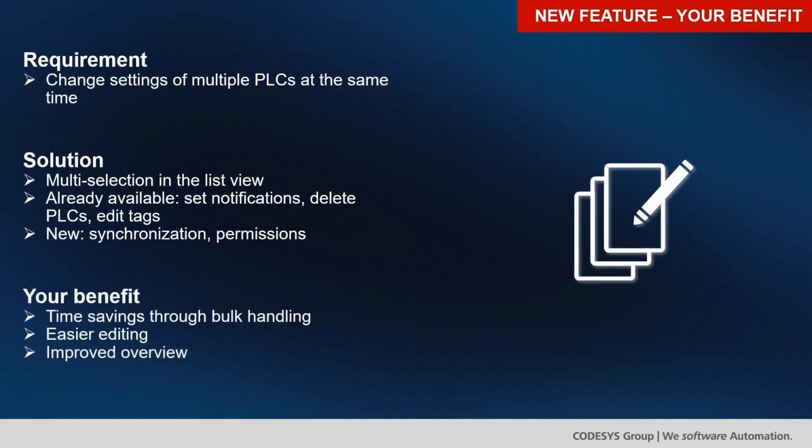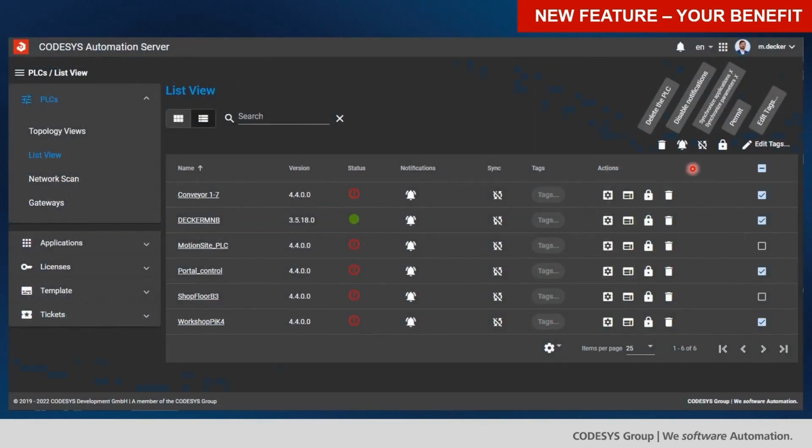That means you can save a lot of time through this bulk handling. It's also easier to do all the editing, and you can keep a better overview. In the web app, these little icons give you the possibilities to either delete PLCs, enable or disable notifications, set synchronization options, alter the permissions, or edit the tags.